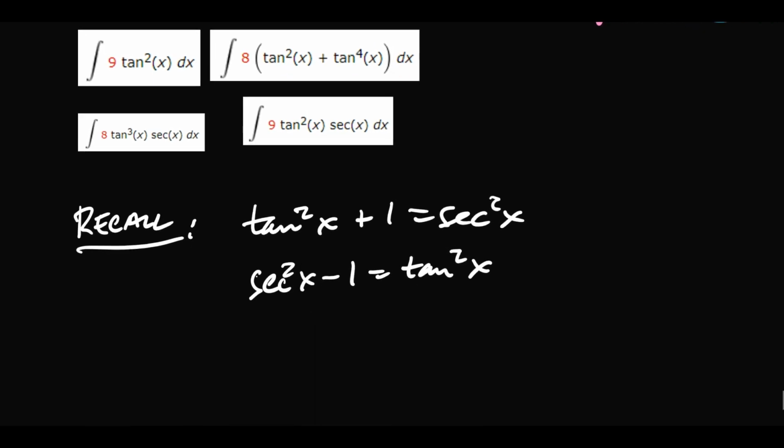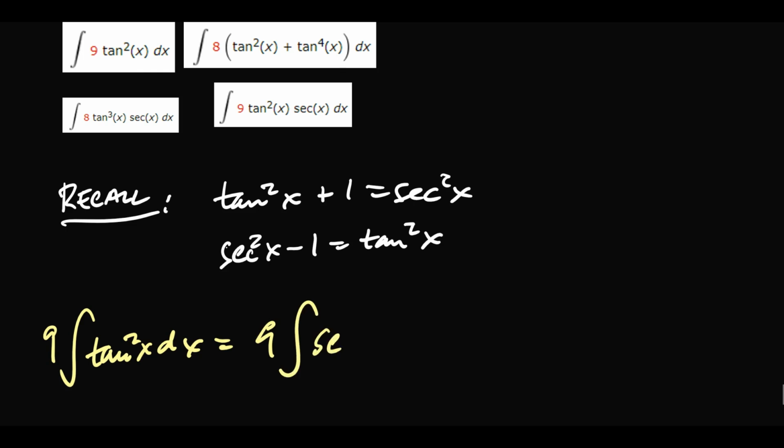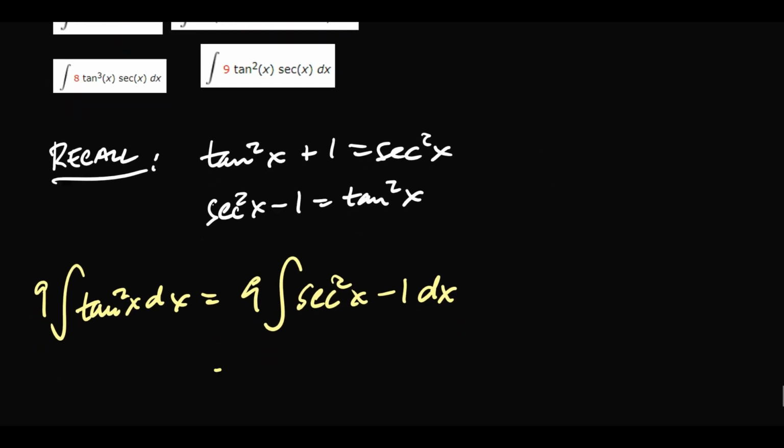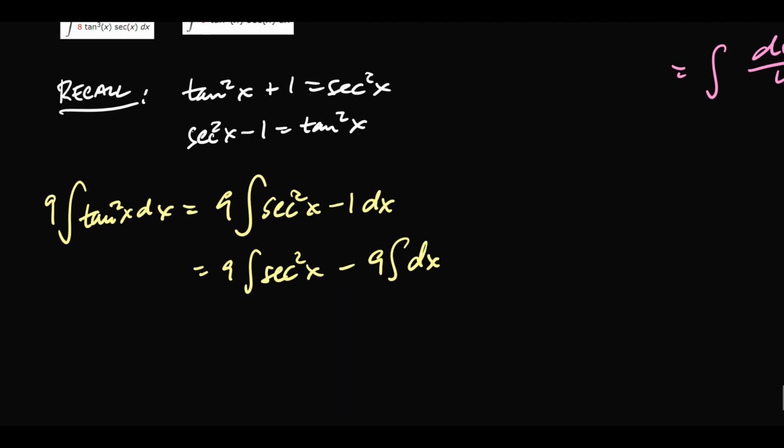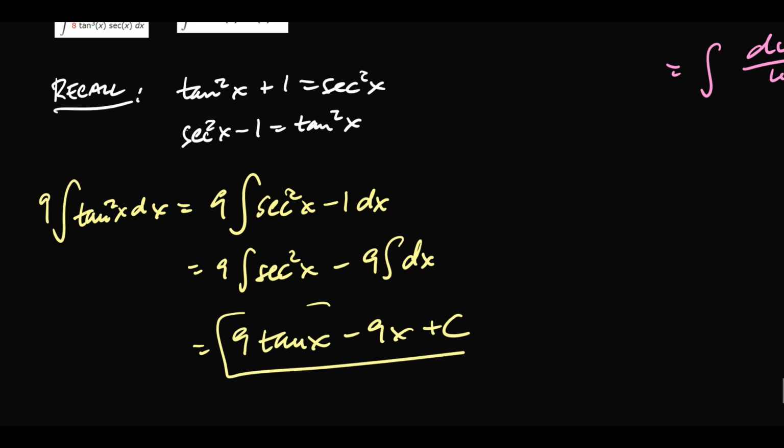So if you look, that first one that you have, the 9 integral tangent squared of x dx, you can make that 9 integral secant squared of x minus 1 dx. Now, split that up into 9 integral secant squared of x minus 9 integral dx. Then the integral of secant squared is just tangent, because the derivative of tangent is secant squared. So this is 9 tangent of x minus 9x plus c, and there you have that.